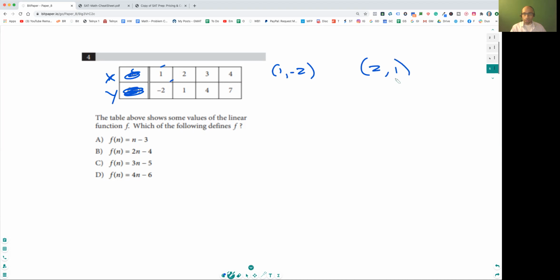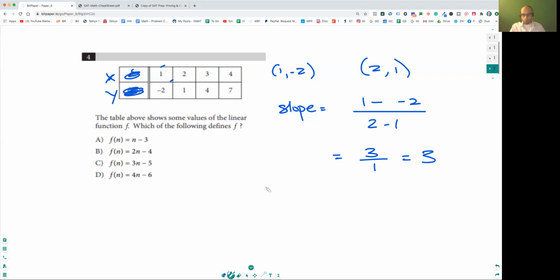And (2, 1), that's another point, right? So now what do you do? You just find the rise over run, the slope. So find the slope, right? What do you get? 1 minus negative 2 over 2 minus 1. Okay, this minus this over this minus this, right? So super simple. Then it becomes 1 minus negative 2, which is 1 plus 2, which is 3 over 1, which is 3, right?